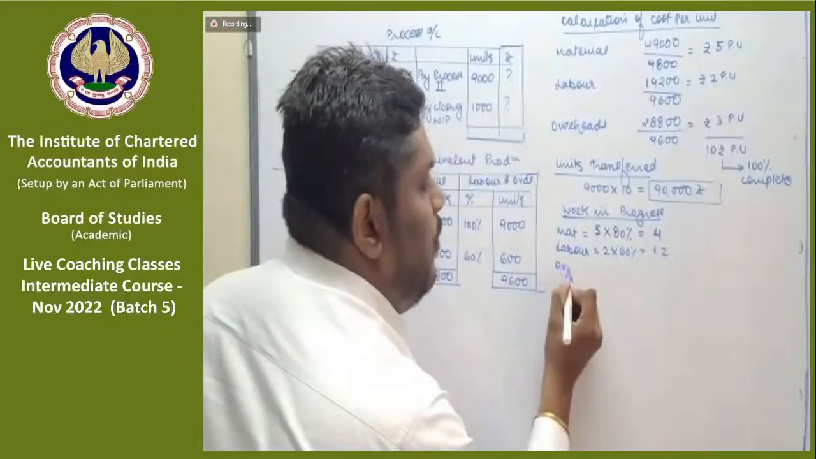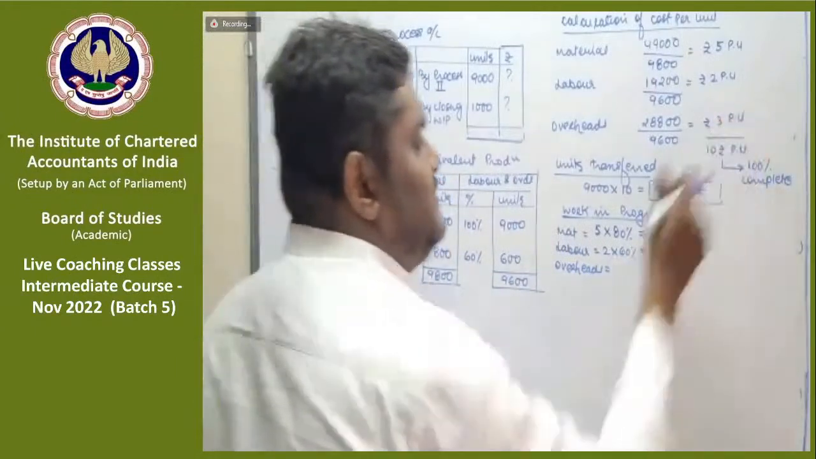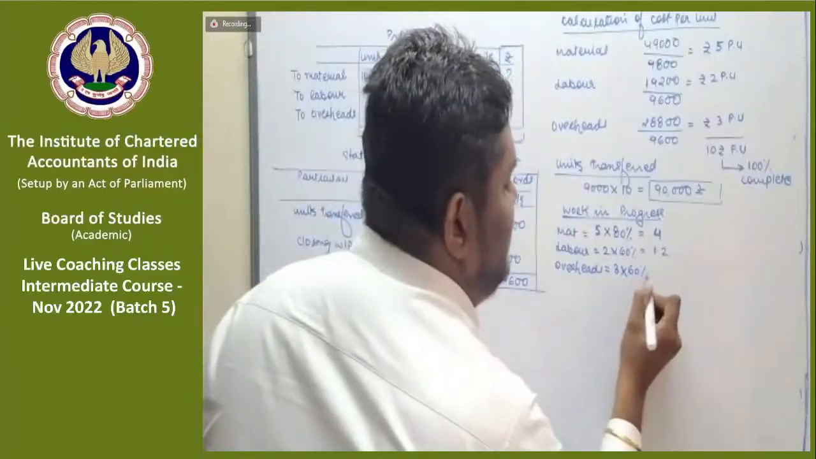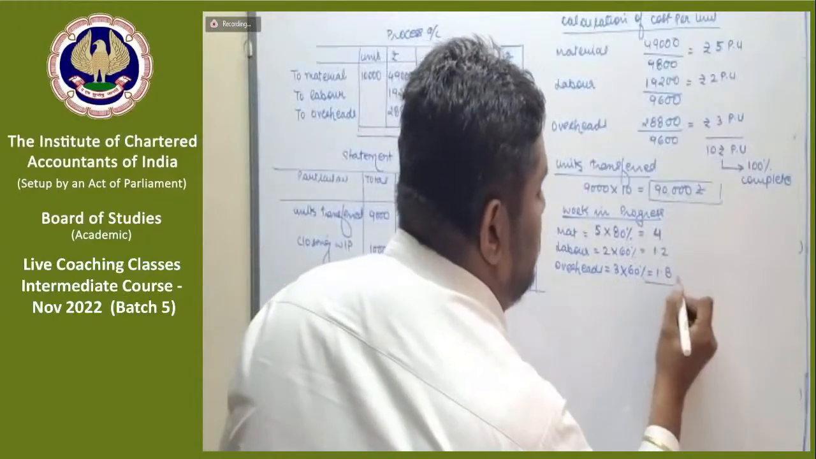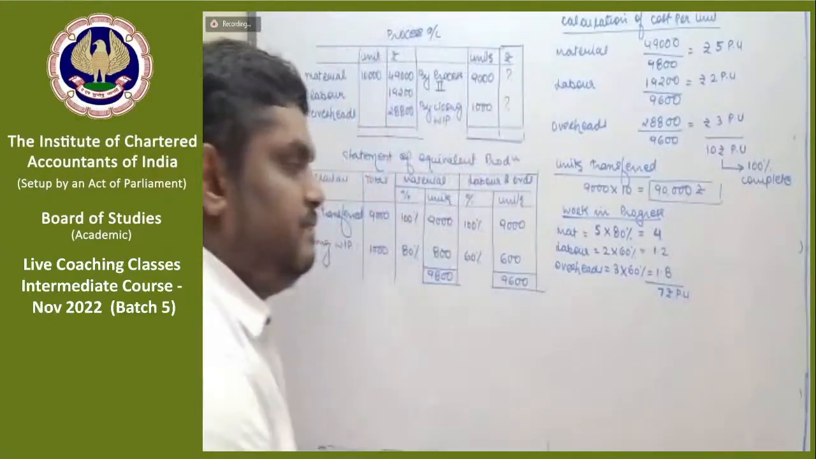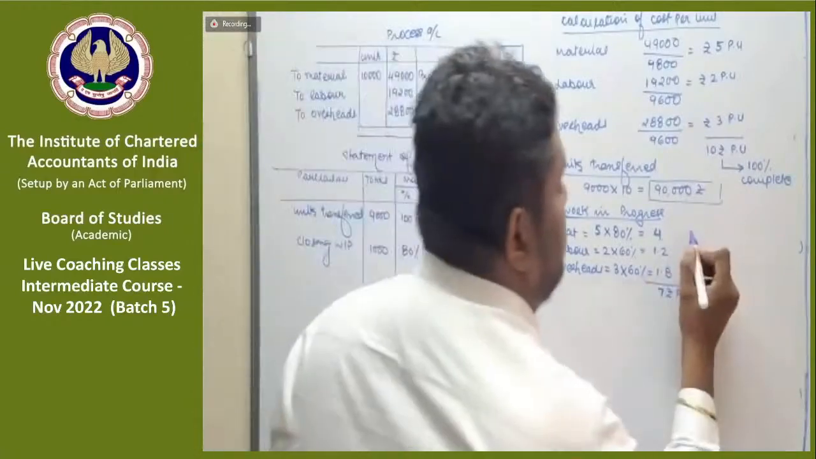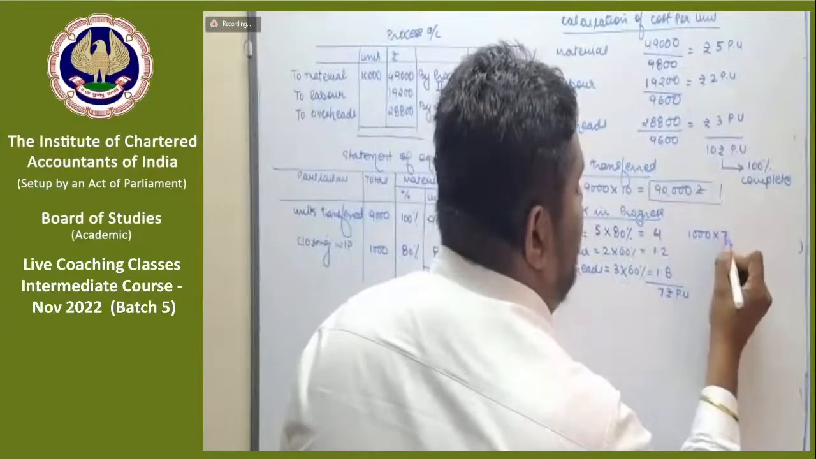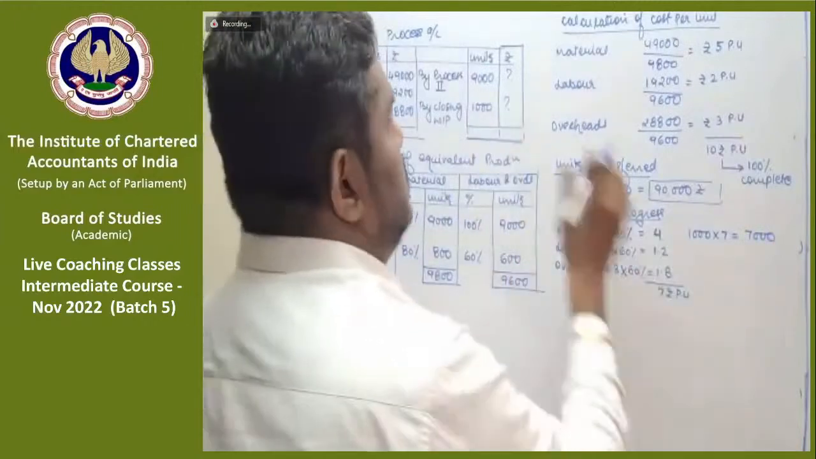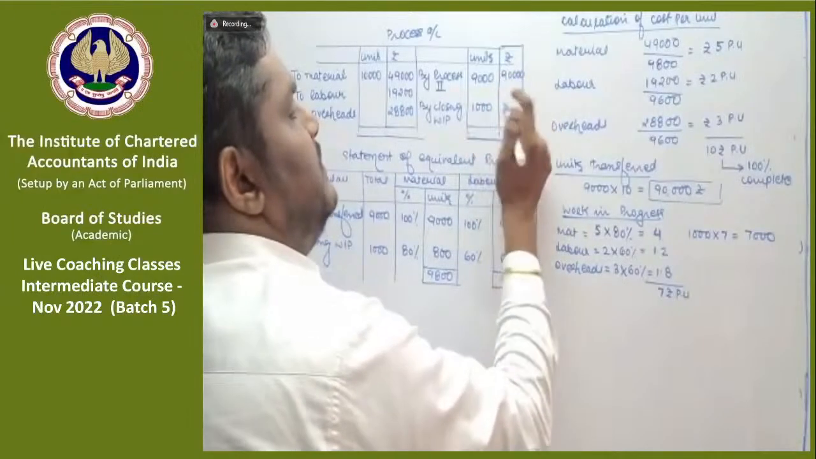And in case of overheads, the cost is 3 rupees per unit for 100% completed unit. So for 60% completed unit, it will be 1.8. So the total cost will be 7 per unit. So now the output is 1,000 into 7. So this will be 7,000. So this will be 90,000. And this will be 7.